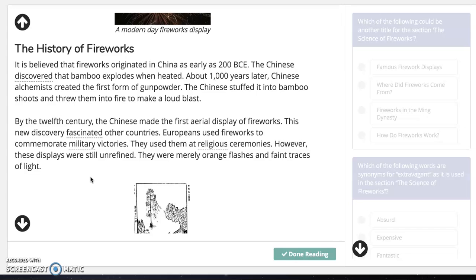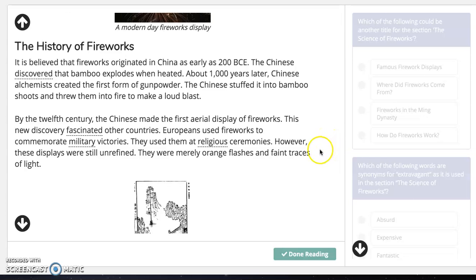They're fascinating. Europeans used fireworks to commemorate military victories, to like celebrate them. Military is just soldiers. They used them at religious ceremonies. However, these displays were still unrefined. So not really specific, not like, ooh, there were merely orange flashes and faint traces of light. Nothing like super extraordinary.